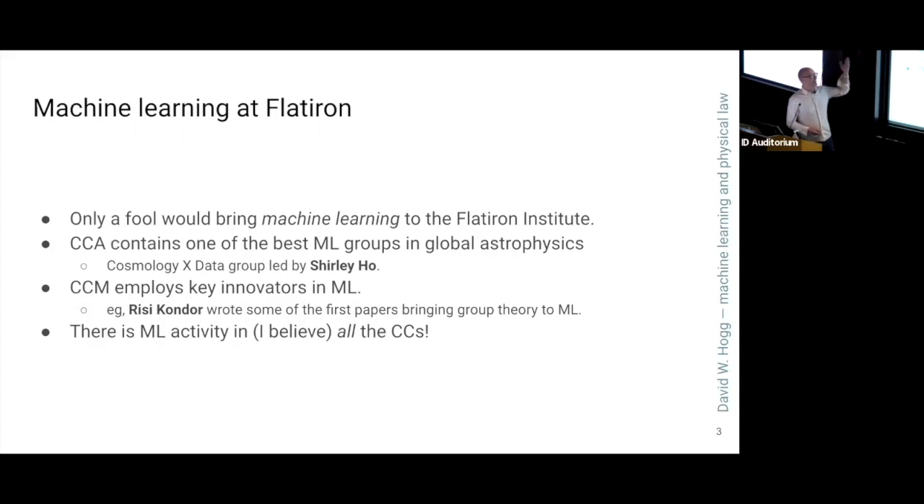In particular, I should call out that in CCA, we have one of the best and biggest machine learning groups in the whole world in astrophysics, which is Shirley's group. And CCM has been doing a lot of innovating in machine learning. I mention Risi Kondor because he was one of the first people, in the machine learning or applied math world, to think about how exact symmetries could appear in machine learning. I think there's machine learning going on in all the CCs. CCQ? Yes, good. Then I think we got them all.